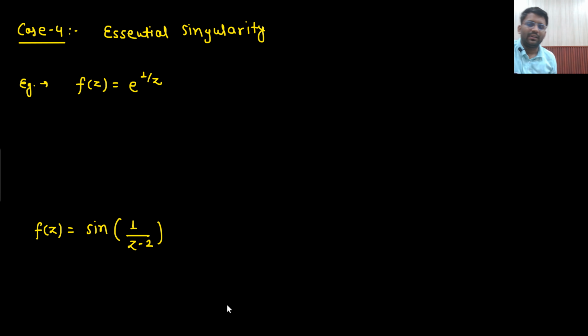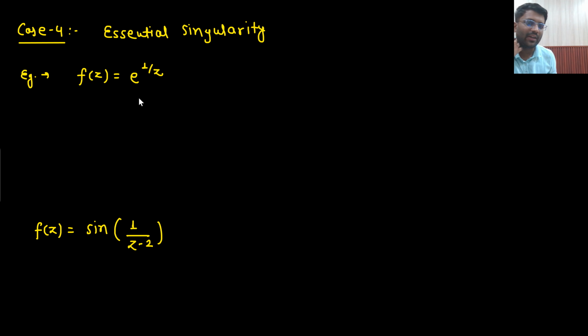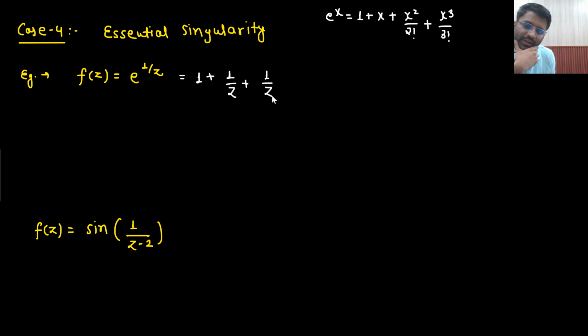Let's go to the next case, which is essential singularity. So you already know what an essential singularity is. Sir, in this function, as of now I don't see any problem, but I know z equals 0 could be a problem. It is an exponential function, sir. I already remember the expansion: 1 plus x square by 2 factorial. So first of all, let's do the expansion, which will be 1 plus 1 by z plus 1 by z square divided by 2 factorial, that means multiplied with 1 by 2 factorial, plus 1 by z cube divided by 3 factorial, that means multiplied with 1 by 3 factorial, and so on.